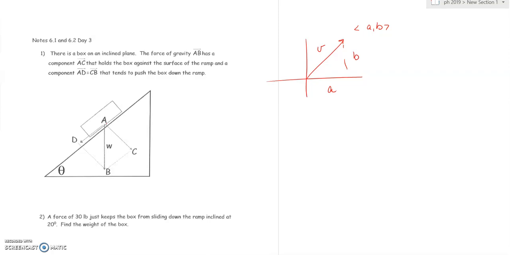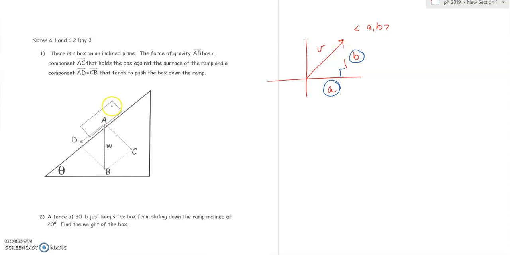But again, I want to remind you, when we think about vectors, we're going to think about the vector in component form, and we're going to think about its x and y components, or its horizontal and vertical components. So we're going to think about a vector as the hypotenuse of a right triangle.